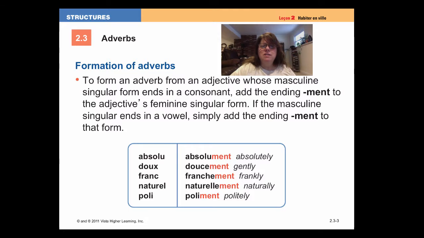Formation des adverbes. To form an adverb from an adjective whose masculine singular form ends in a consonant, add the ending ment to the adjective's feminine singular form. So you take the feminine singular form of an adjective and you add ment.